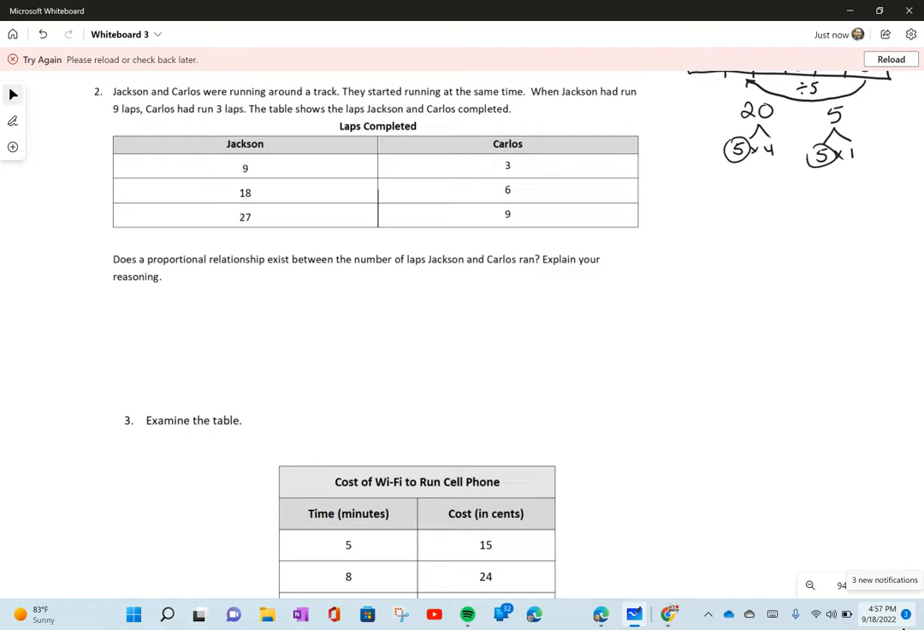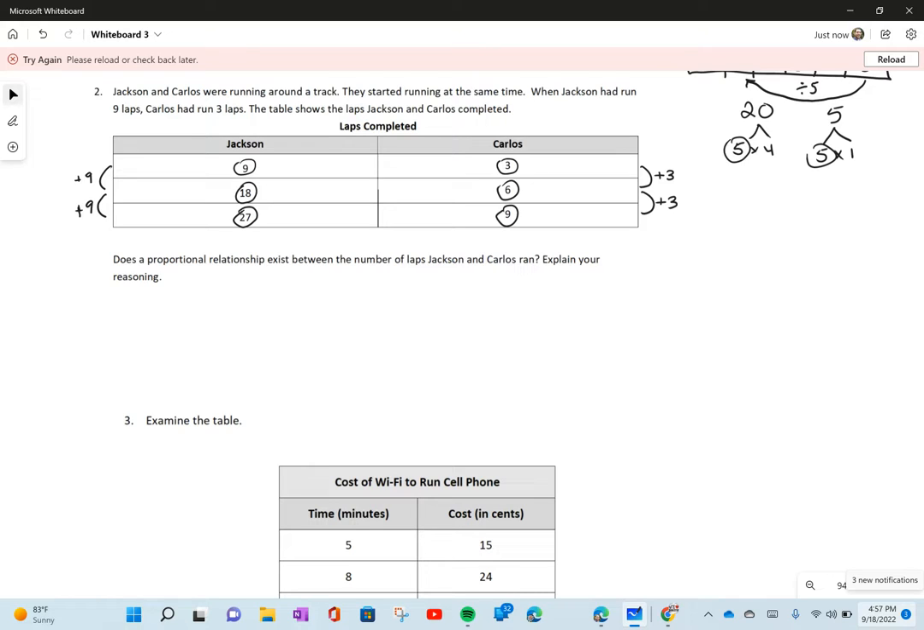So when Jackson ran 9, Carlos ran 3. If Jackson ran 9 more, Carlos runs 3 more. So this looks like it's counting by 3s, just something that I noticed. This looks like it's counting by 9s. And every time it goes up by 9, Carlos goes up by a proportional rate of 3.